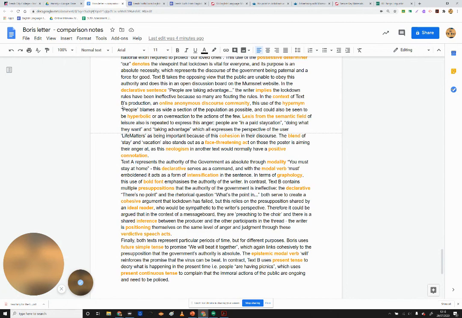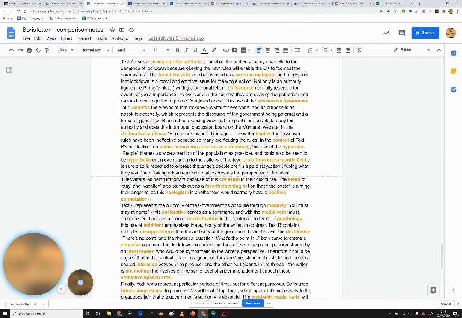Everybody's angry. Finally, both texts represent particular periods of time, but for different purposes. Boris uses future simple tense to promise "we will beat it together," which again links cohesively to the presupposition that the government's authority is absolute, because they can beat it. The epistemic modal verb "will" reinforces the promise that the virus can be beaten. In contrast, Text B uses present tense to decry what is happening in the present time, i.e. "people are having picnics," which uses present continuous tense to complain that the immoral actions of the public are ongoing and need to be policed.